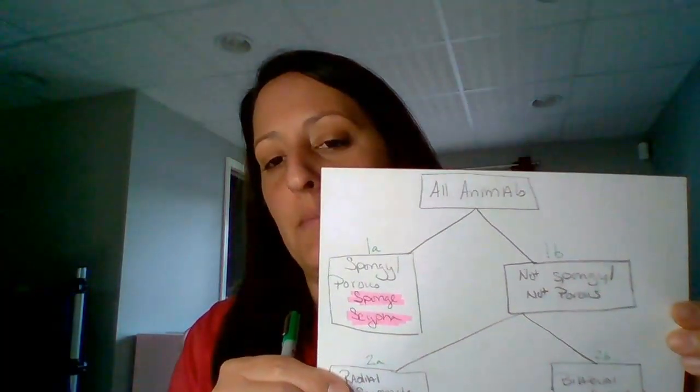I'm going to go back to my scheme, and I'm going to write whatever's in the box, whatever the description in the box is. So for 1A, you're saying if the animal is spongy or porous. Dot, dot, dot. Okay, and then for 1B, we put if the animal is not spongy or not porous. Okay, you can go all the way down and fill this out first.